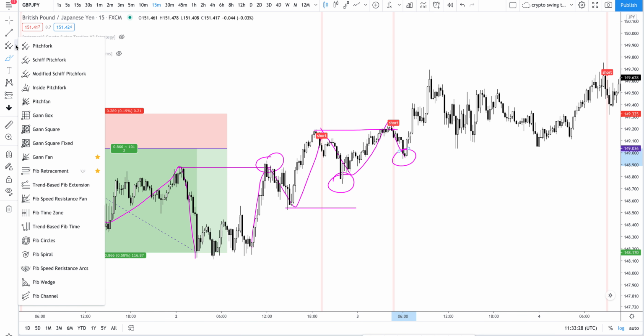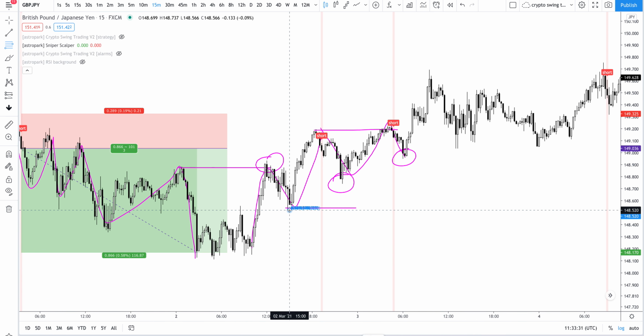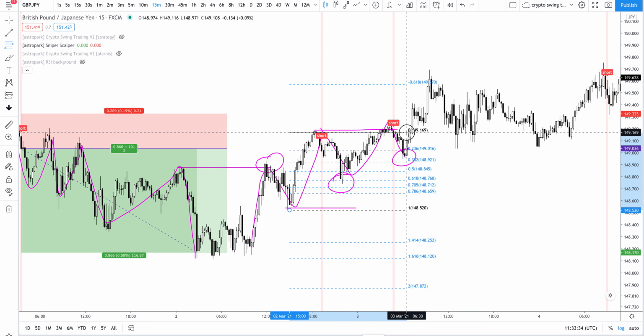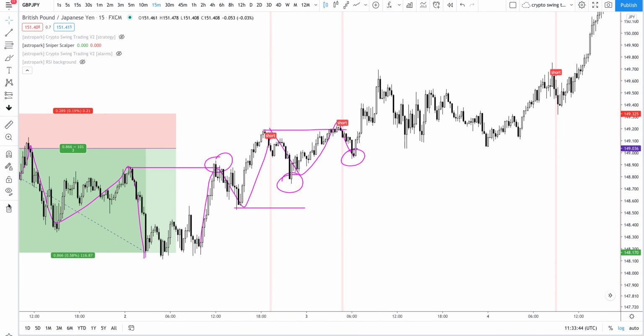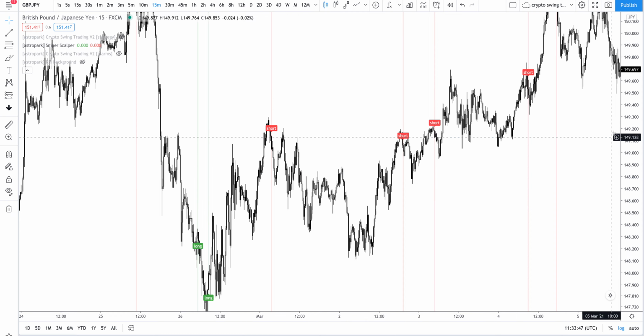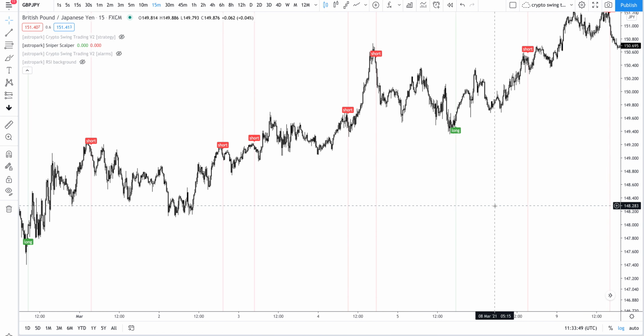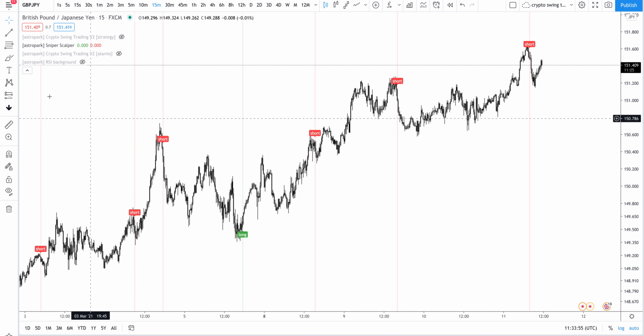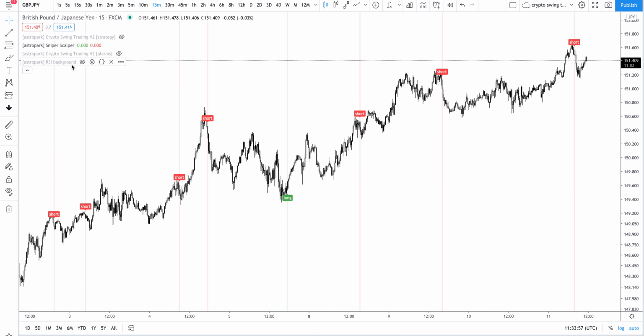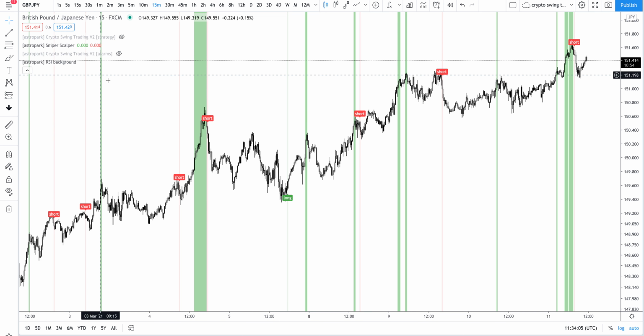For example, you can use Fibonacci, targeting the 618 level. This is just some basic rules I apply for myself, and I'm sharing them with you. Another tool that you can use to define where to take profit, because Sniper Scalper does not suggest where to take profit, is this free indicator I have.